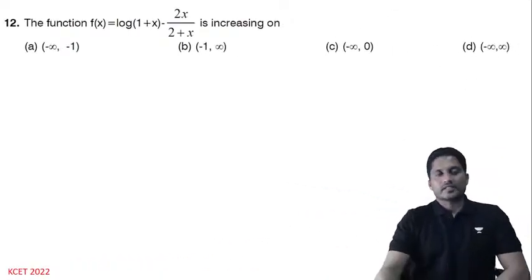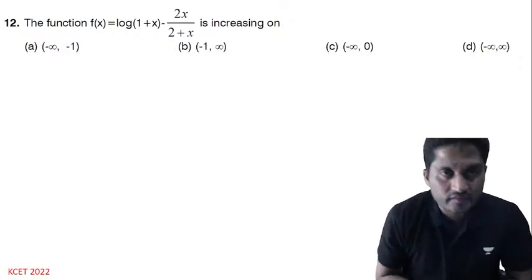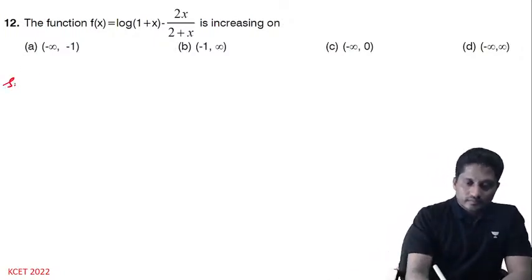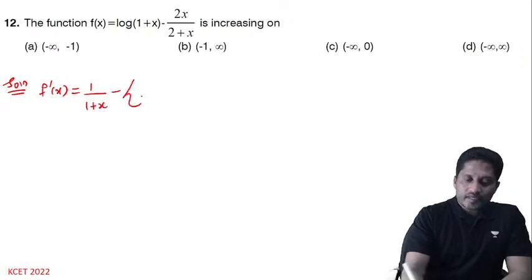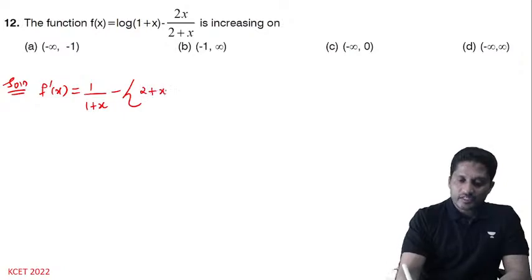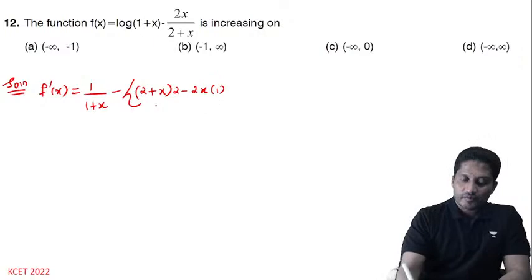Let's move to the next question. The function is increasing on which interval? F dash of x is equal to the differentiation of log x, which is 1 by x, minus, into a bracket, let us use u by v, the quotient rule. V into u dash minus u into v dash upon v square, that is 2 plus x the whole square.